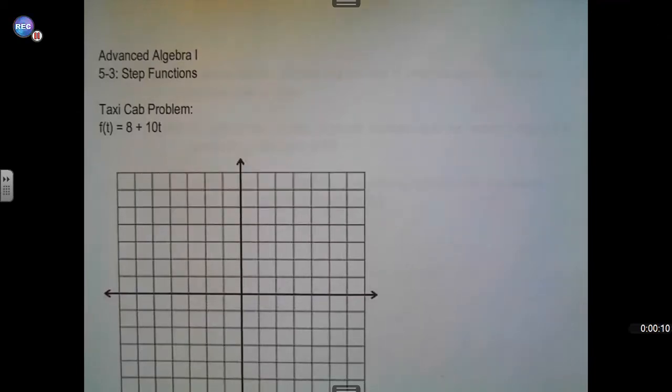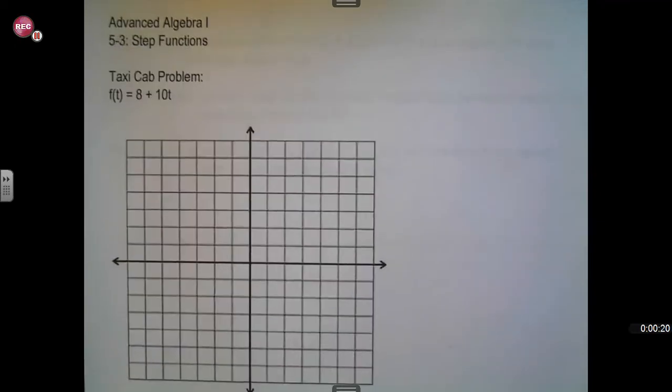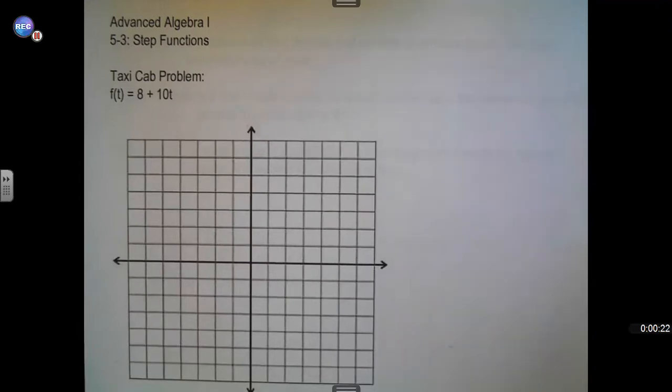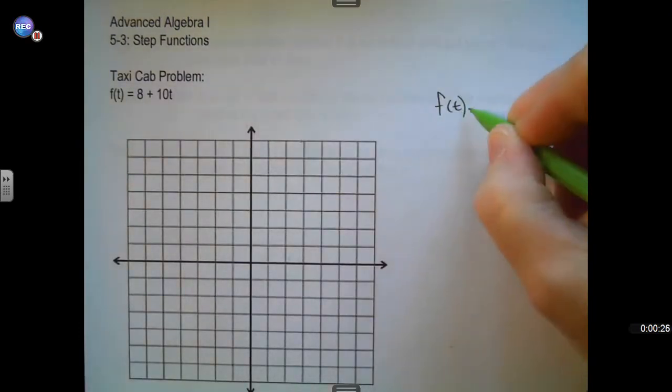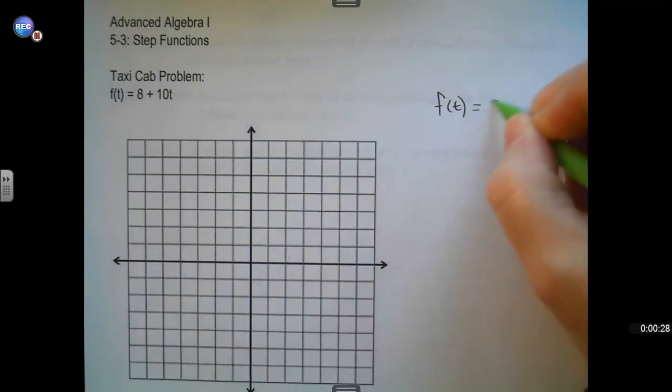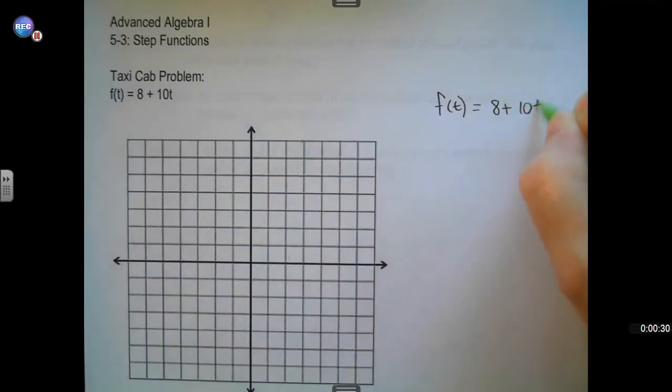All right, this is Advanced Algebra 1, and we're looking at Topic 5, Section 3, which is what we call the step function. To start off, what I like to look at is what I call the taxi cab problem. And I have f of t, the function with respect to time, equals 8 plus 10t.